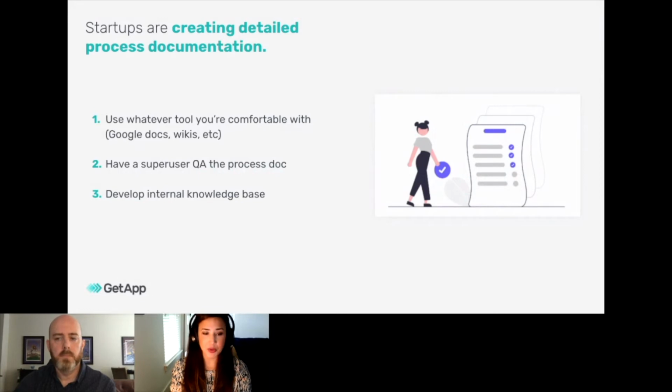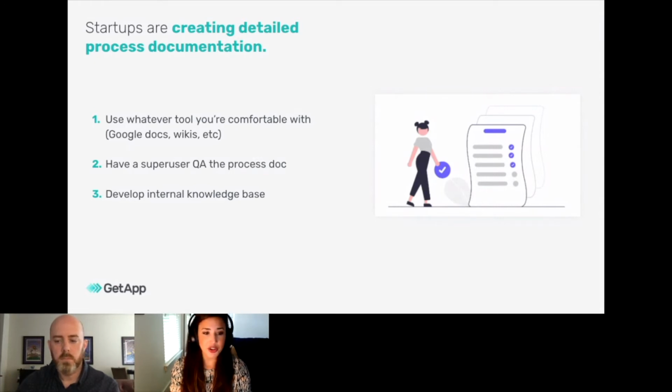And then next up, you're going to want to have a super user QA the process doc. And what do we mean by a super user? Basically, this is the person who might have lobbied for the tool and identified the need for it, or it could just be someone on your staff who is maybe more technically savvy or someone who just gets really excited about software. So they can help you, in addition to QAing that process doc, they can also really help evangelize whatever this tool is amongst your other staff members, which is great.